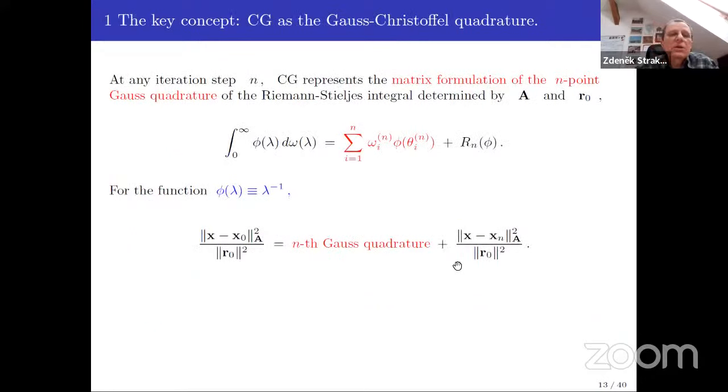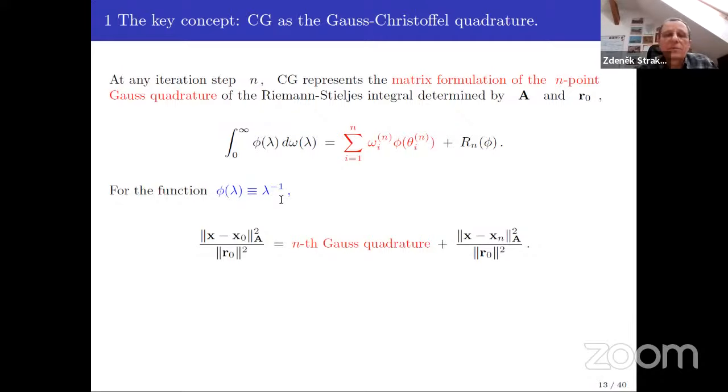So the first one is easy, as I've said, because we all know that CG can essentially be viewed as a Gauss-Christoffel quadrature. If we just take the original distribution function, omega, defined, say, on the infinite dimensional problem, and integrate the function lambda to the -1, because we are essentially approximating the inversion of the operator.